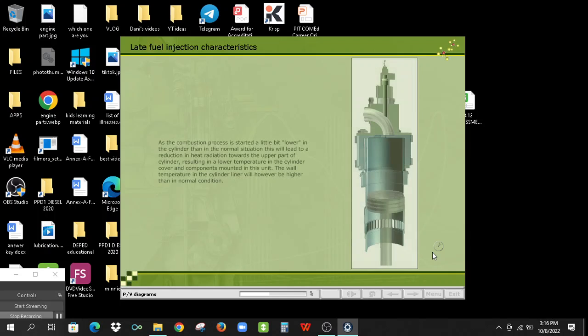As the combustion process is started a little bit lower in the cylinder than in the normal situation, this will lead to a reduction in heat radiation towards the upper part of cylinder, resulting in a lower temperature in the cylinder cover and components mounted in this unit. The wall temperature in the cylinder liner will, however, be higher than in normal condition.